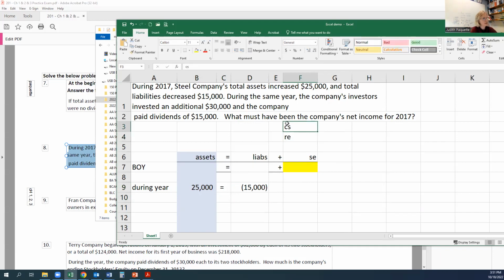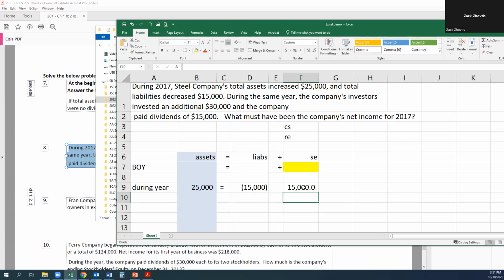Okay. So they're saying that same year, company investors invested an additional 15,000. So somebody give me the journal entry when investors invest in a company. Cash, debit, and then common stock credit. So that's an increase to common stock. So I'm going to put the additional 15,000 here. Wait, okay, 15 or 30,000? During the same year, 30, thanks.